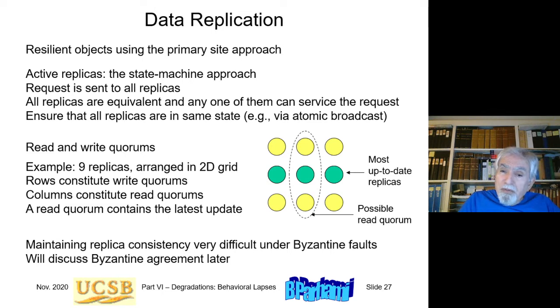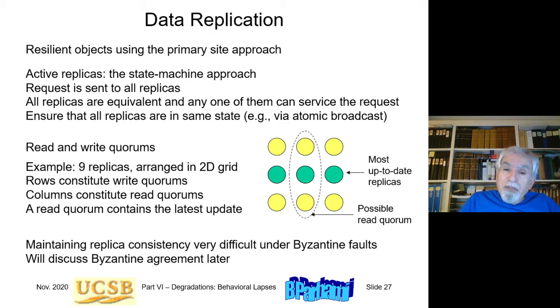So we define write quorums and read quorums. Read quorums in this example are columns. When we update the data, as soon as one of the rows has been updated, we consider our task done. We don't have to wait for the other updates to occur. The other updates can proceed in the background and be done later. Eventually they'll be done, but we don't have to wait for those updates.